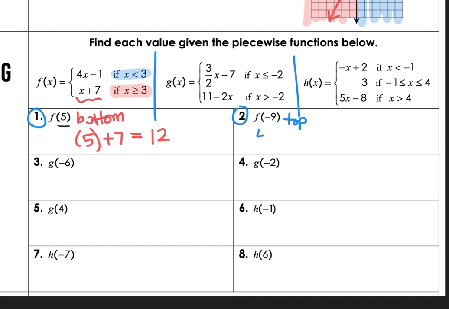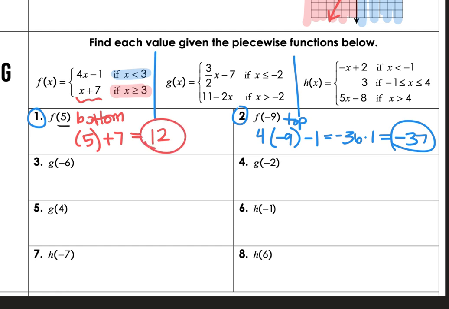So for 9, I'm going to do 4 times -9 minus 1, which is going to give me -36 minus 1, which is -37. I don't know why my stylus is struggling so much. All right, so the output at 9 is -37. The output at 5 is 12. If you need to pause and rewatch that example before you move on, please do so.